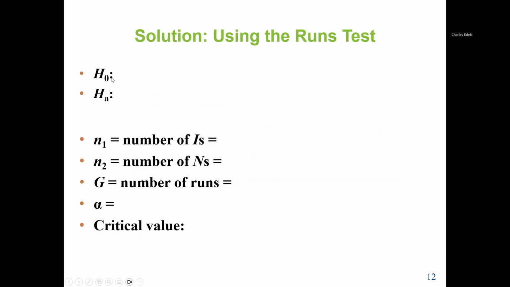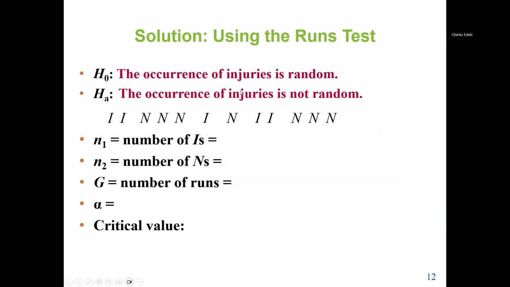So first we state our H0 and HA. The occurrence of injury is random or is not random. So our H0 is random and HA is not random. Then this is our data set, and this will be 12: 1, 2, 3, 4, 5, 6, 7, 8, 9, 10, 11, 12 for the whole year. So now we are going to represent I as N1 and N as N2. The number of I's we have is 5. The number of N's we have is 7.